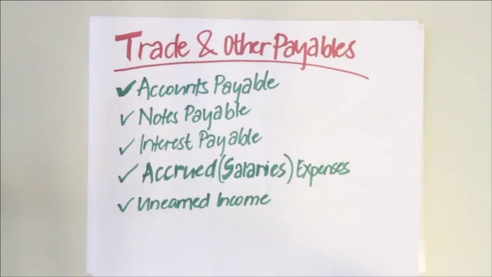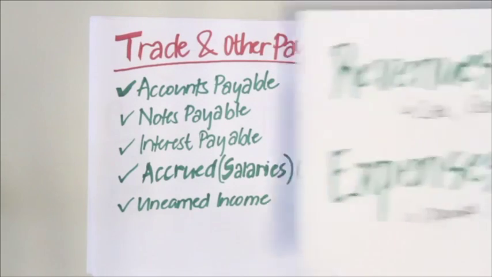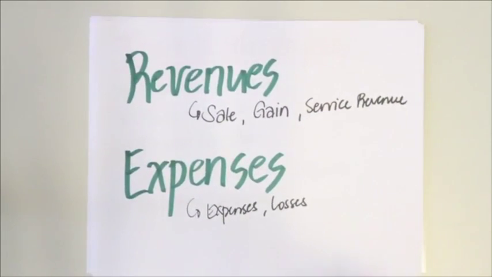And then you have your unearned income, which is income already collected but not yet earned. So these are basically the advances you receive from your customers. And then we have revenues and expenses. So revenues come in different forms. So these may be from the sale of goods, from gains, or from service revenue. And then you have expenses, which of course are outflows of the company, like salaries, advertising, rent, and then it also includes your losses.